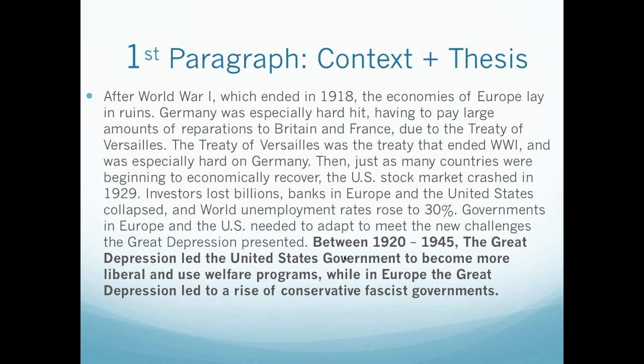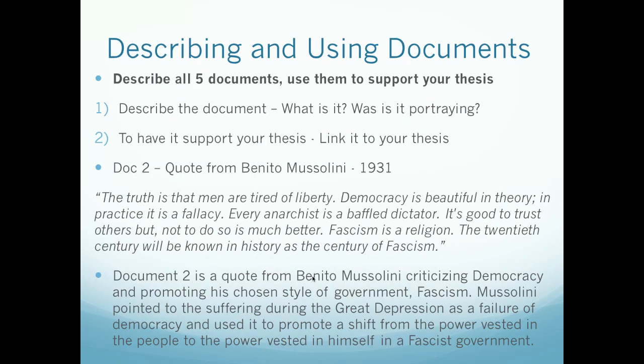So then I have my body paragraphs, and in this case, I only have 2 buckets. So I'll only have 2 body paragraphs. If I had 3 buckets, I would have 3 body paragraphs, but I only have 2 buckets, so I only have 2 body paragraphs. Each body paragraph is going to start with a topic sentence that simply introduces one of the buckets. So my next body paragraph would be, the Great Depression led the United States government to become more liberal and use welfare programs. That's how I would start my first body paragraph, and then I would use documents to provide evidence of this.